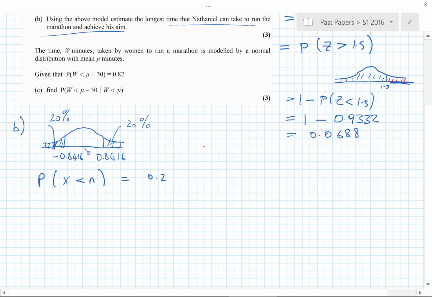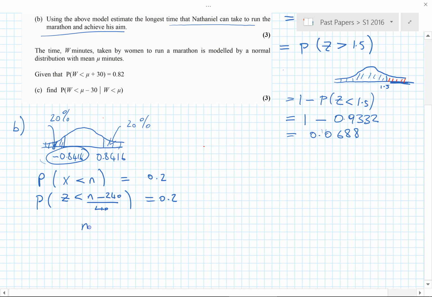Okay, well we've got our appropriate z number here, so that's the same as the probability that z, take away the mean, is less than n take away the mean, which is 240, divided by the standard deviation, which is 40, equals 0.2. And as I say, I found this appropriate z number here.